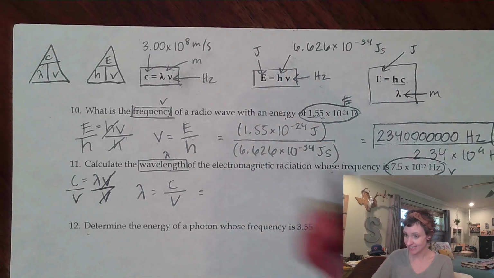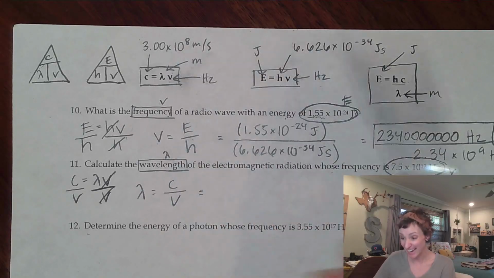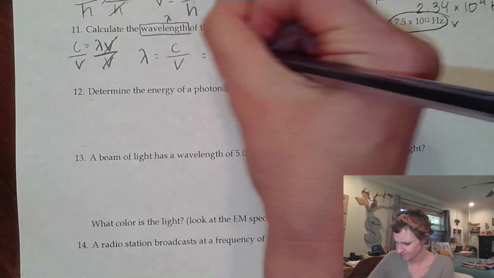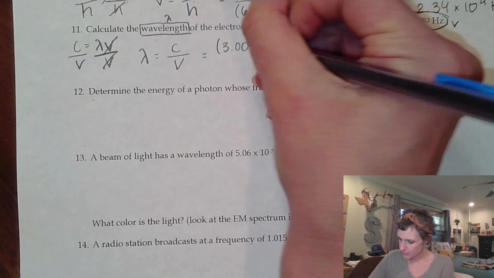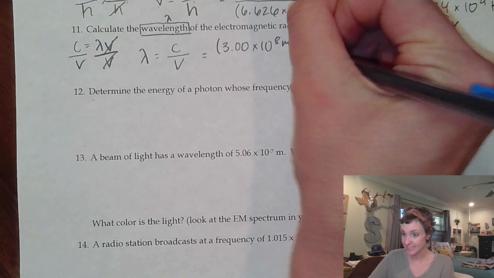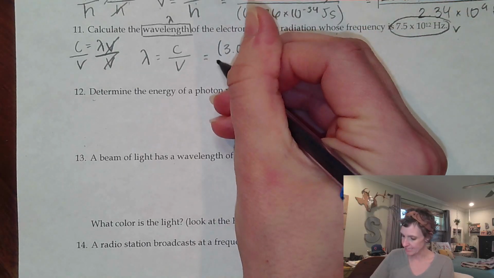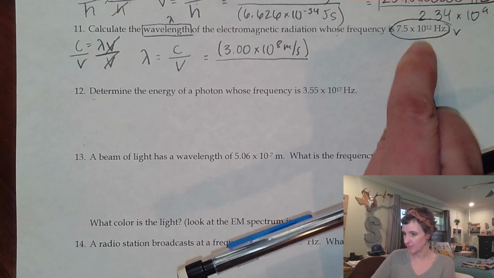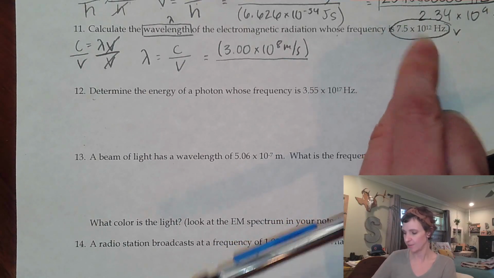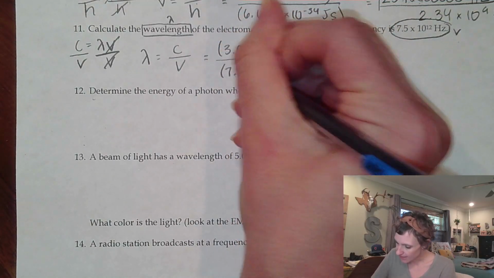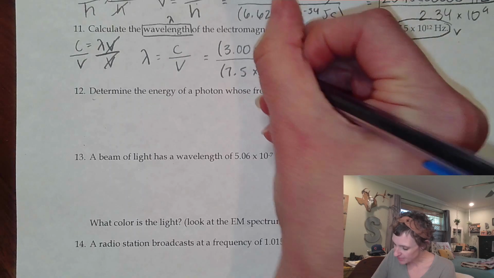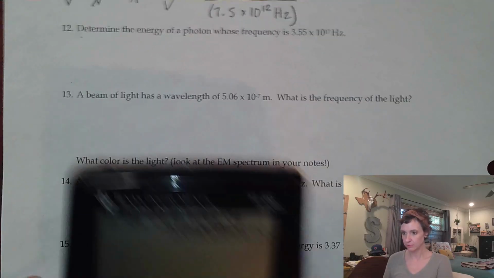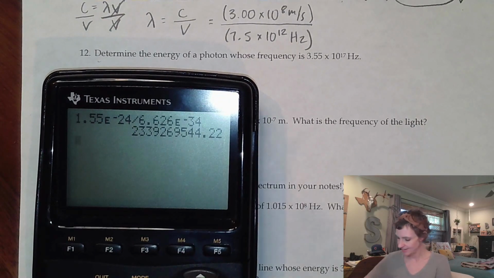c is my constant, the speed of light. All of my wavelengths of light move at the same speed, which is crazy. 3.00 times 10 to the 8th meters per second, right? Units in there as well. And then I have my v, my frequency, which I've labeled over there so I'm not confused about where to get that value from. It is right here: 7.5 times 10 to the 12th hertz. Amazing. So here we go. So much fun.